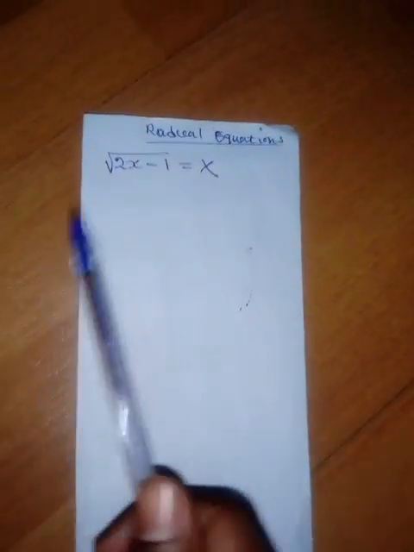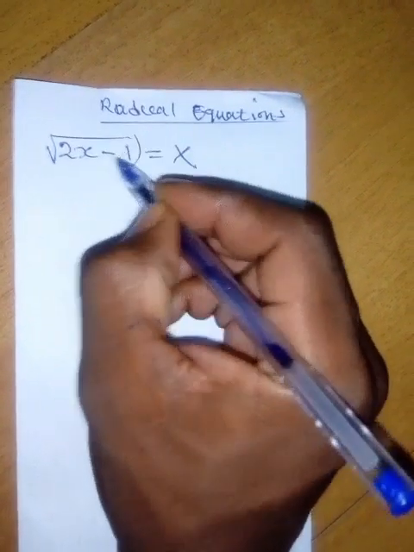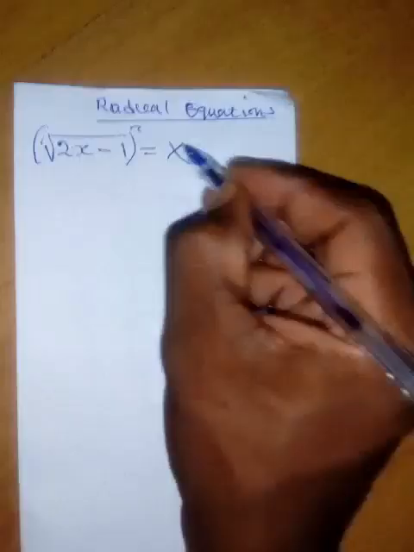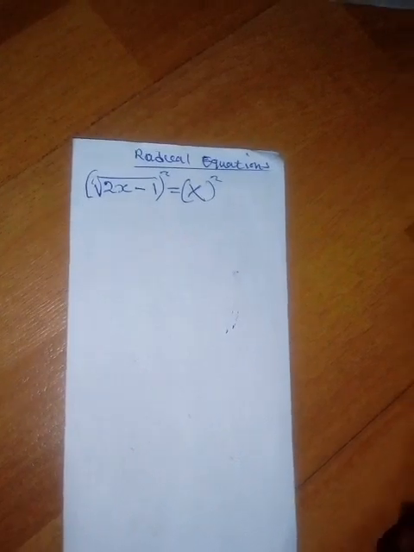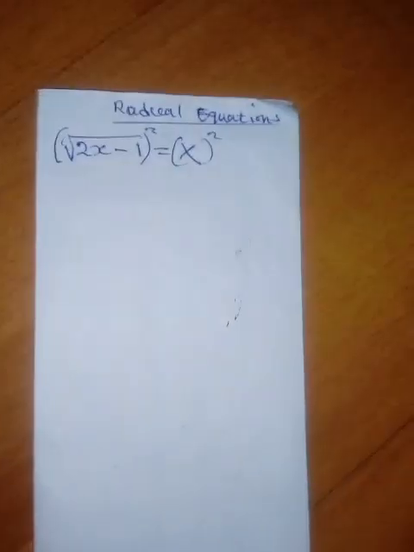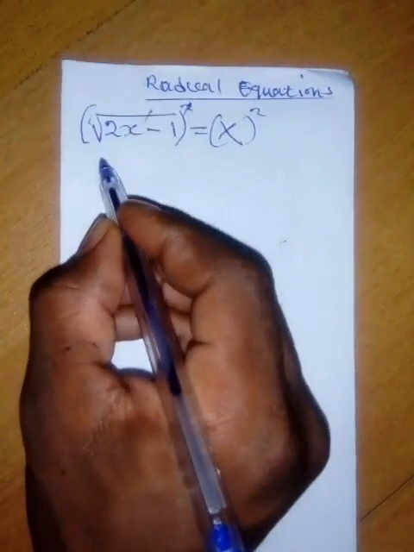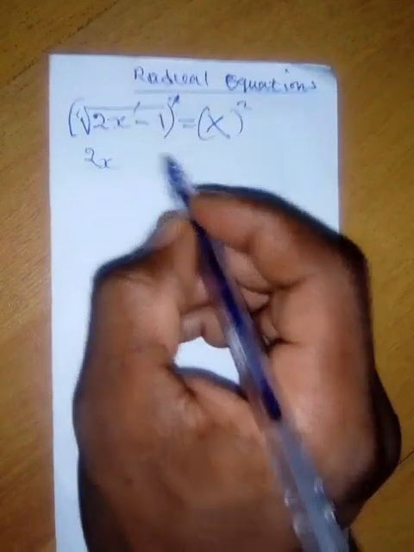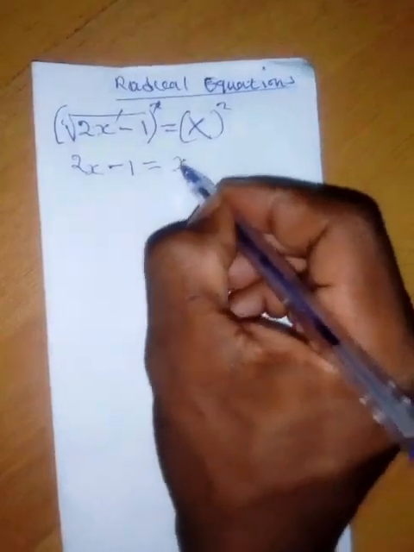Then the second law is we need to square both sides of the equation. So after isolating it alone, we need to square both sides. Then after we have squared, we cancel what needs to be cancelled. This 2 will go with the root. Then this side you have 2x minus 1, which is equal to x squared.